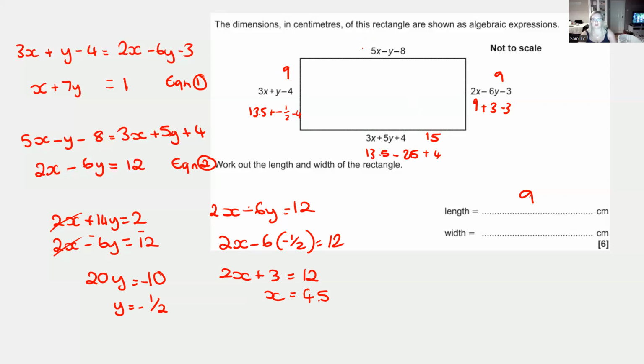And again, I can check it at the top. So 5 times 4.5, again, I'm going to just quickly check that in my calculator. So that's 22.5, take away minus a half, of course, which gives you plus. So that gives me 23. 23 minus 8 also gives me 15. And there you go. So that is all of those. I hope that's helpful. This was quite a tricky question, a 6-mark question. So if you do see something like that now, you have an idea what to do. And yeah, all done. Good luck.